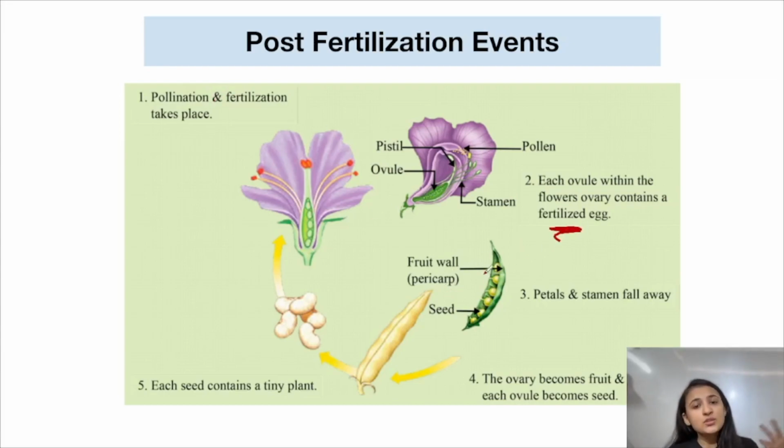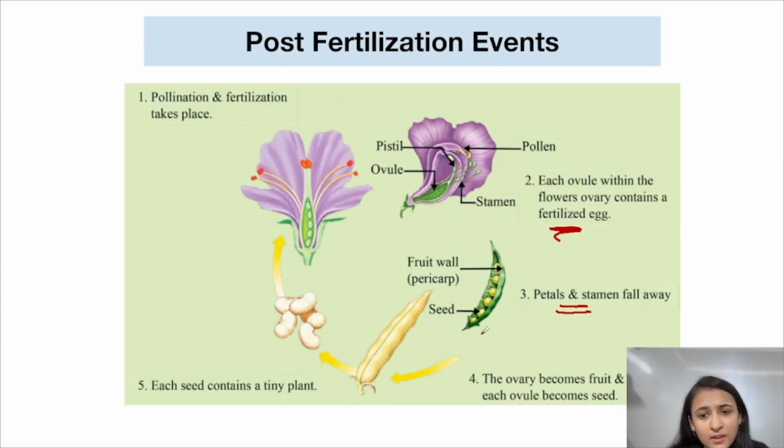Now post fertilization, what would happen? Petals and stamens will wither and fall away. The ovary would become fruit and the ovule would become seed. Each of the ovules would become a seed. This green colored portion, the bigger one, is the ovary, and inside these bead-like structures are the ovules.